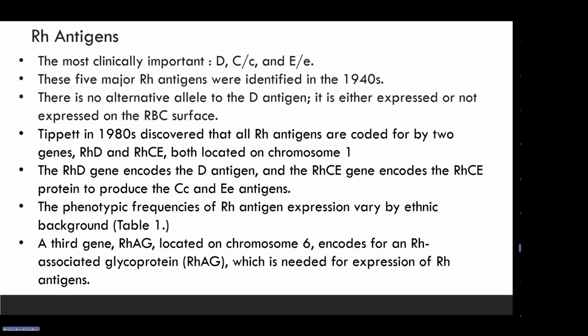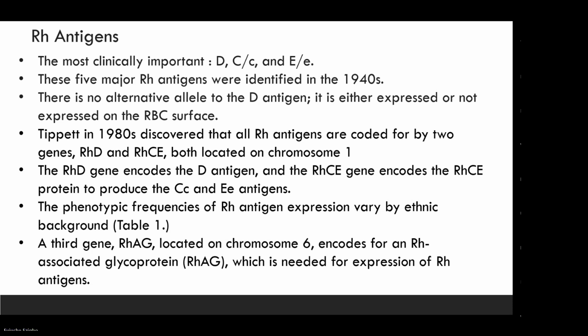The phenotypic frequencies of rhesus antigen expression vary by ethnic background, as we can see in the next slide. A third gene, rhesus AG, located on chromosome 6, encodes a rhesus-associated glycoprotein, which is needed for expression of rhesus antigen. So this is the genetic description of the rhesus blood group. The genes D, big C, small c, big E, small e.